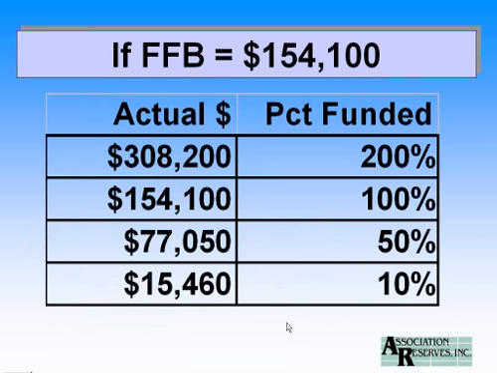So by now you get to gain some perspective. If this little association had $308,000, they'd be 200% funded. If they had $154,100, they'd be exactly 100% funded. If they only had about $77,000, they'd be 50% funded. You start to get the picture here. Now you begin to see how you can gain some meaning about how much cash the association has each year compared to its reserve needs.